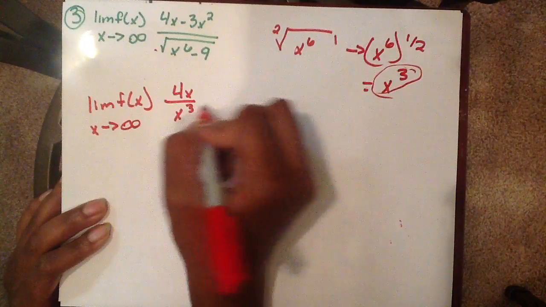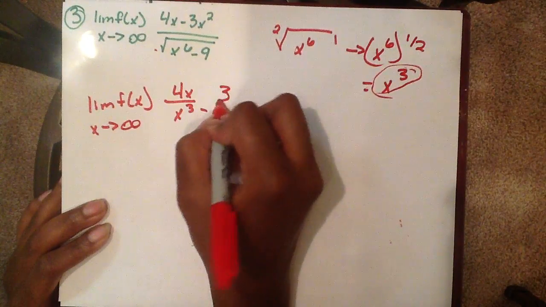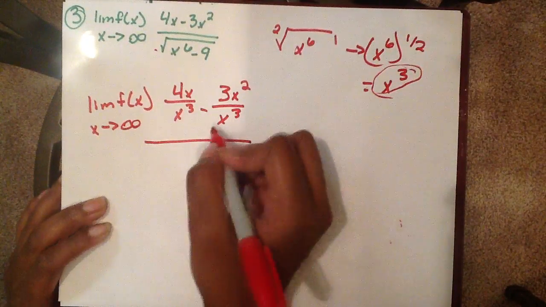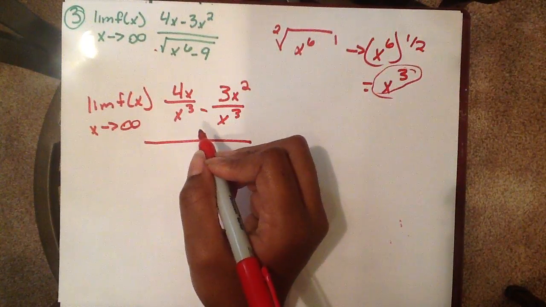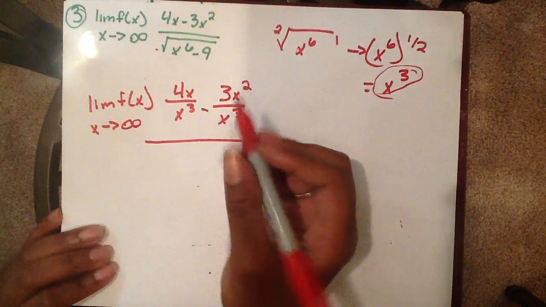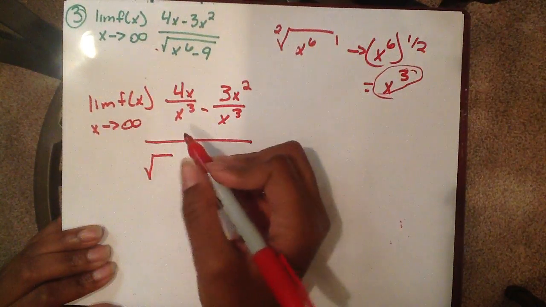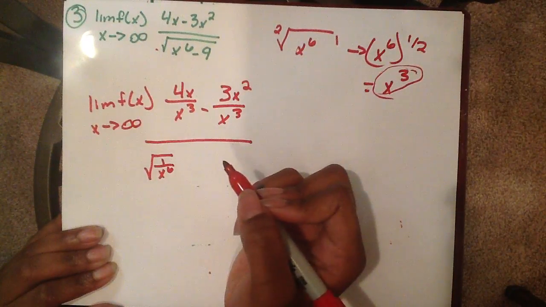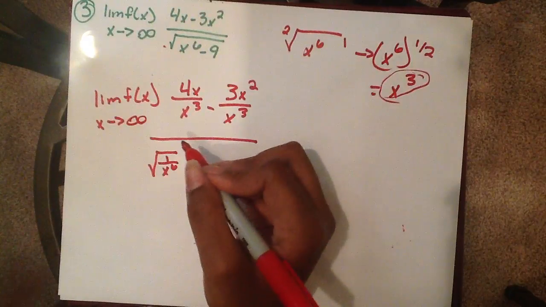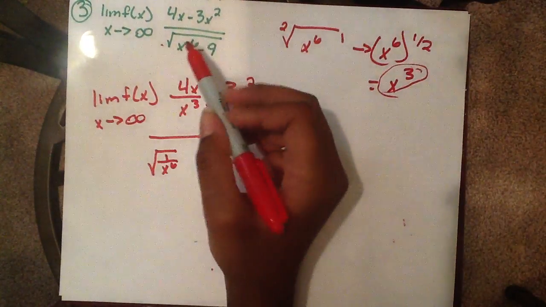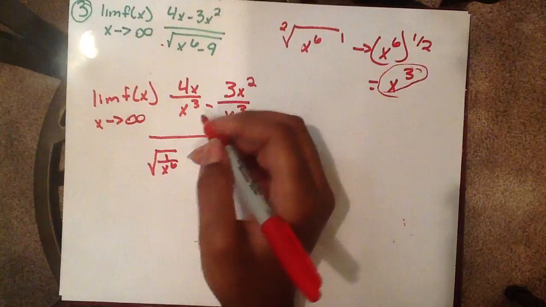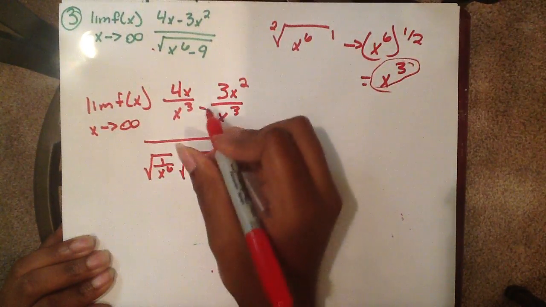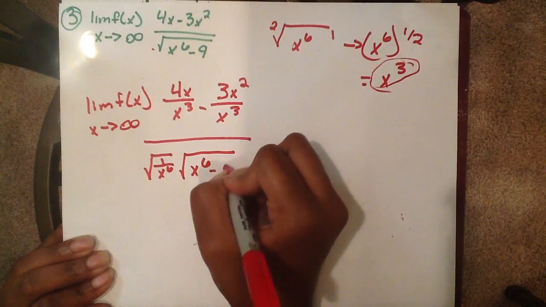4x over x to the 3rd power minus 3x squared over x to the 3rd power, all over, and in the bottom we're going to do it a different way. We're going to leave it as x to the 6, but because it's under the square root, we're going to put 1 over x to the 6, and that's the same thing as x to the 3rd power under the square root. We're going to multiply that by our expression here and distribute this number out to these two numbers.